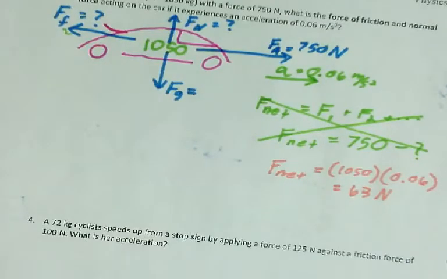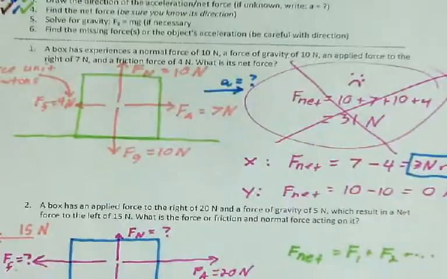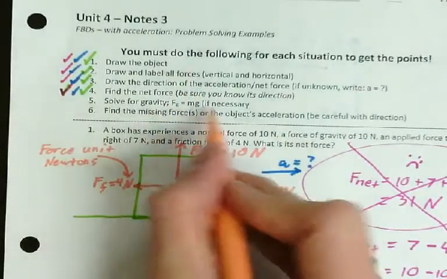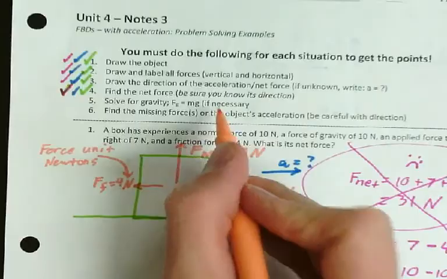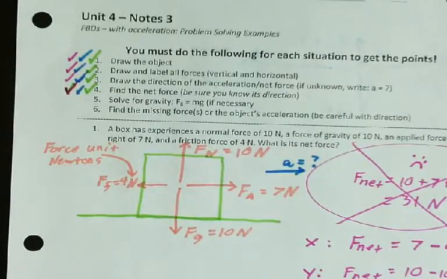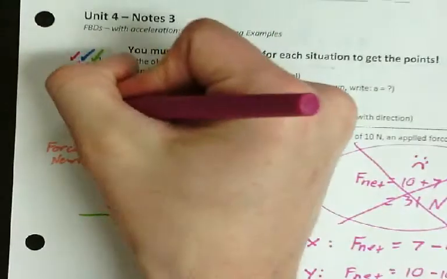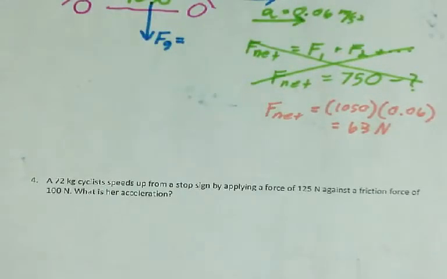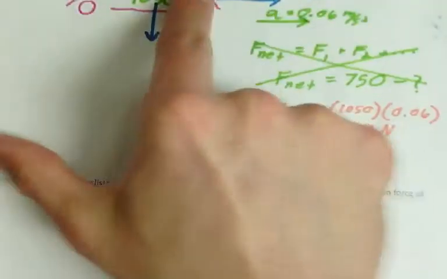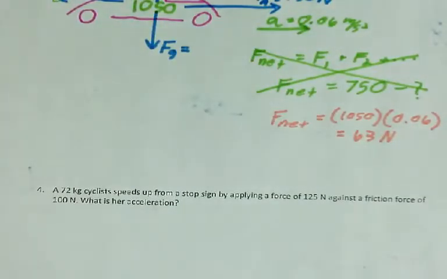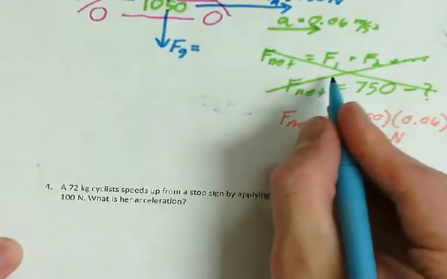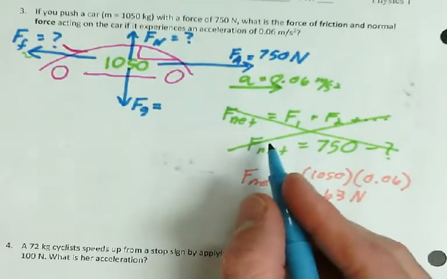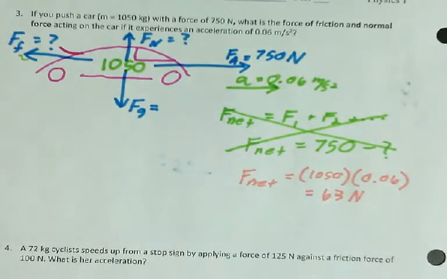And now we're ready to do the last step. Solve for gravity if necessary. We're going to actually come back to that. And find the missing force or forces. So what are the missing forces? Friction and normal. Okay, so how do I find friction? Well, now we're ready to go back to this stuff. Now we're ready to actually try that again.